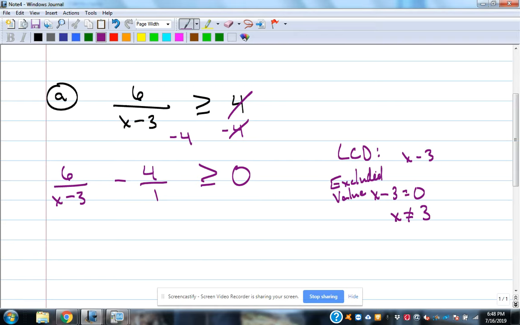The next thing to do is fix the denominators. The first one already has x minus 3. Second one needs it. So top and bottom get it. And then we're looking at that and we're saying, okay, well, that's going to be 6 minus 4 parentheses x minus 3. On the right-hand side, having a 0 over there just means I don't have to do anything to that, because no matter what I multiply times 0 on that side, it's 0.